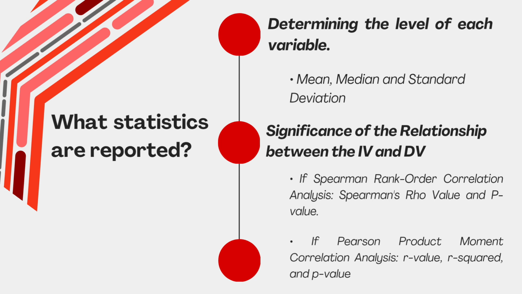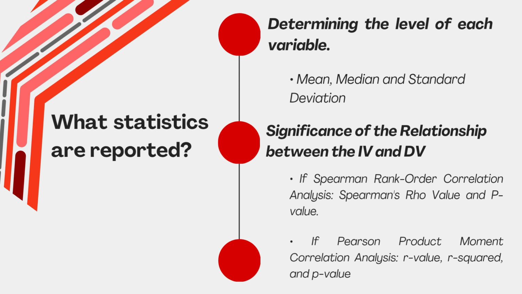Second is determining the significance of the relationship between the IV and DV. If your data is ordinal or if the relationship is nonlinear but monotonic, it is much better if you will use Spearman correlation. But if your data is continuous, it is much better if you will use Pearson correlation.